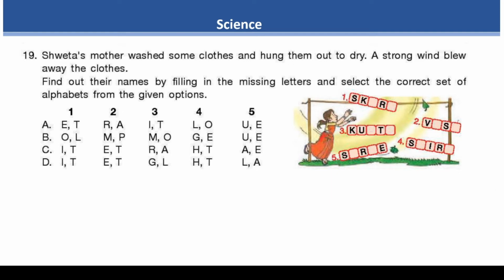Well, if you have got the blanks right, you will know that option C is the right answer. So let me bring up the letters. Number 1 is skirt, number 2 is vest, 3 is kurta, 4 is shirt and 5 is sari. All the missing blocks match the letters that are given here in C.